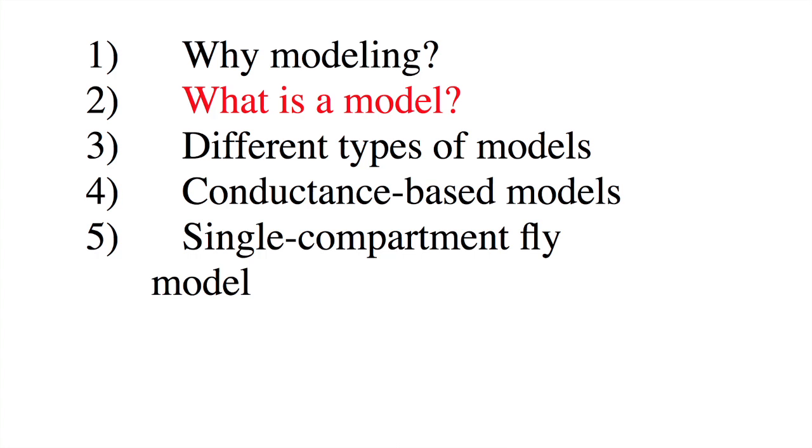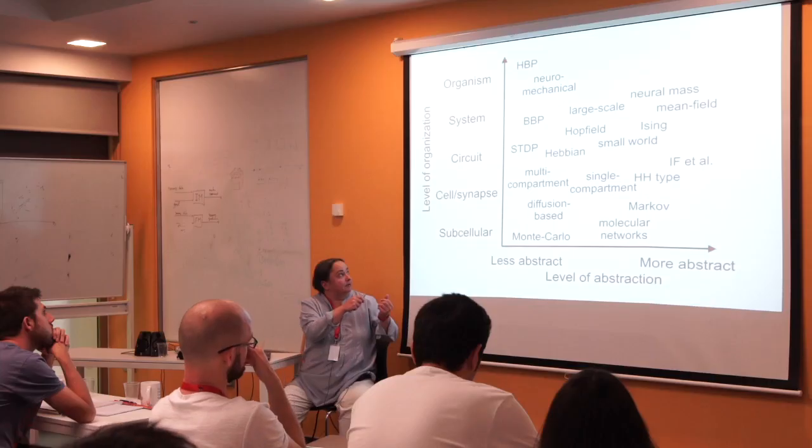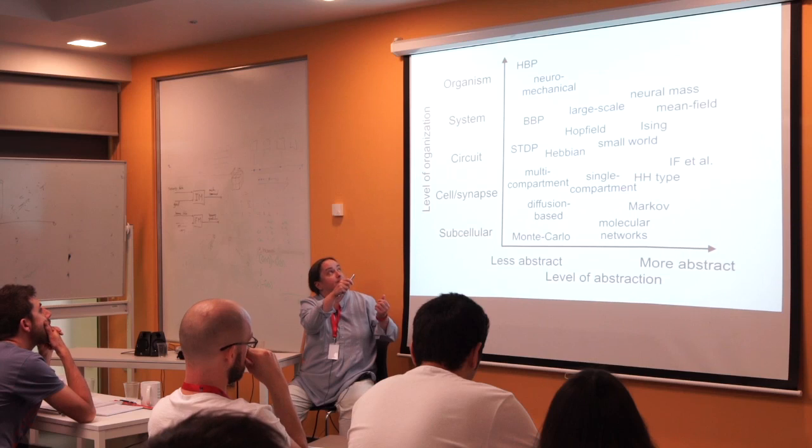No? Okay. Then I'm throwing up a slide that I made recently for a book chapter. This is just to give a high-level overview of different types of models. I have organized them here in terms of their level of abstraction, less abstract and more abstract, and in terms of what level of the biological organism we are modeling, so that there are subcellular models that look at the molecular networks inside the cell. There are cellular and synaptic models. Then we can go to circuits, entire systems, or the organism.